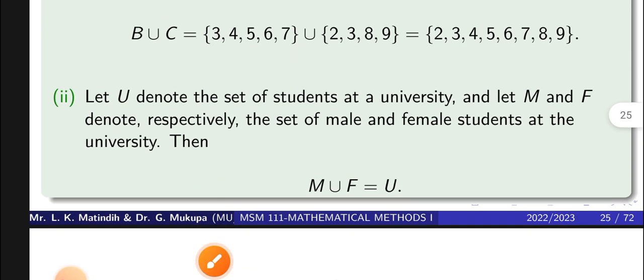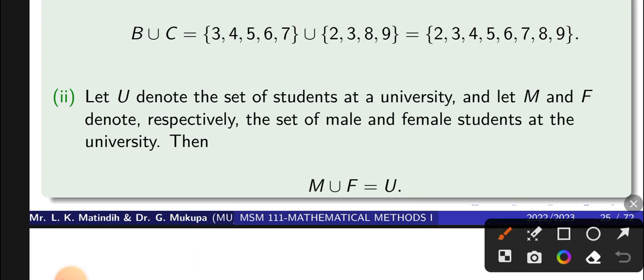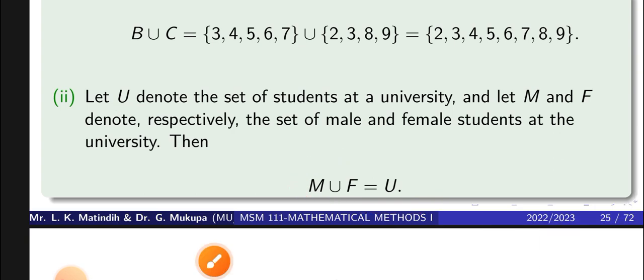So let U denote the set of students at a university, and let M and F denote respectively the set of male and female students. What they are trying to say here is that there are two sets of people. In this world, we only have males and females. So when they say male union female, then we'll have the universal set. Okay, so let's proceed.